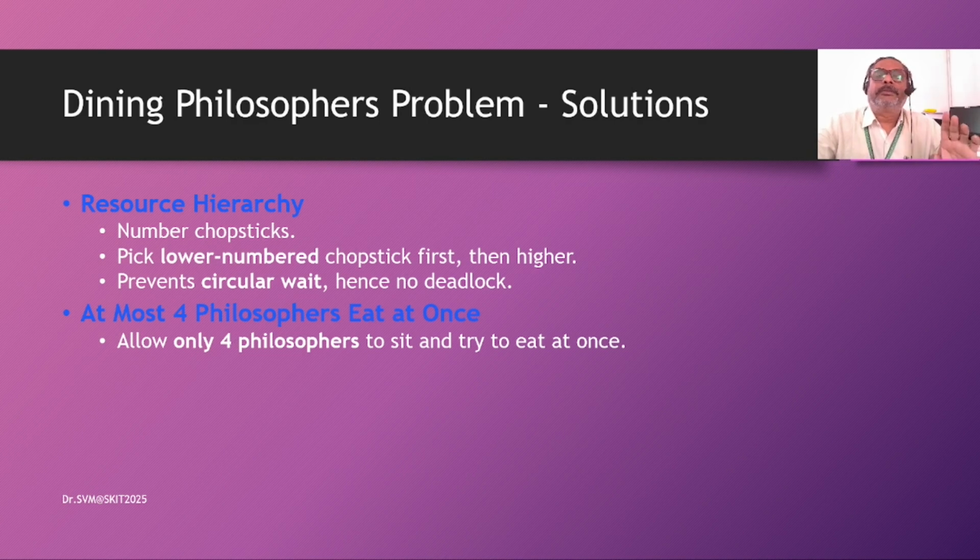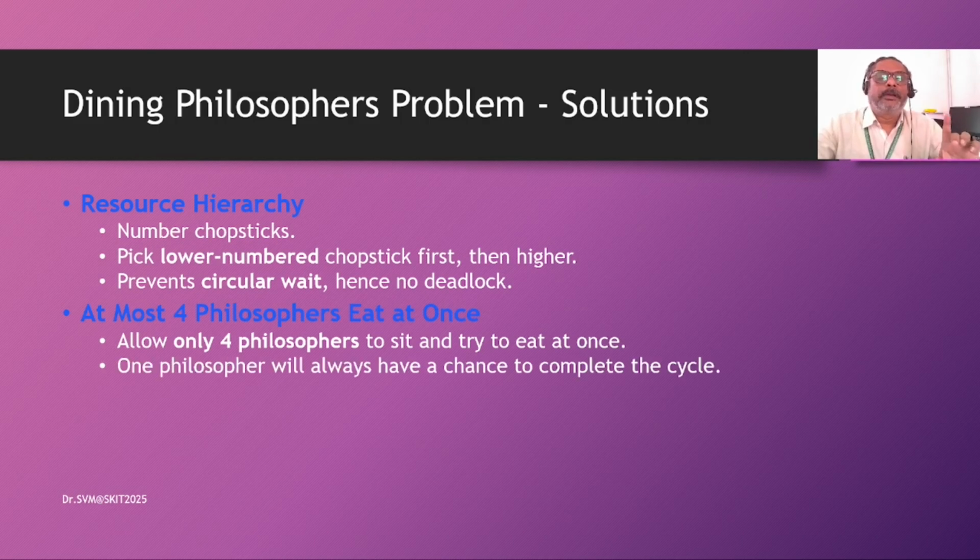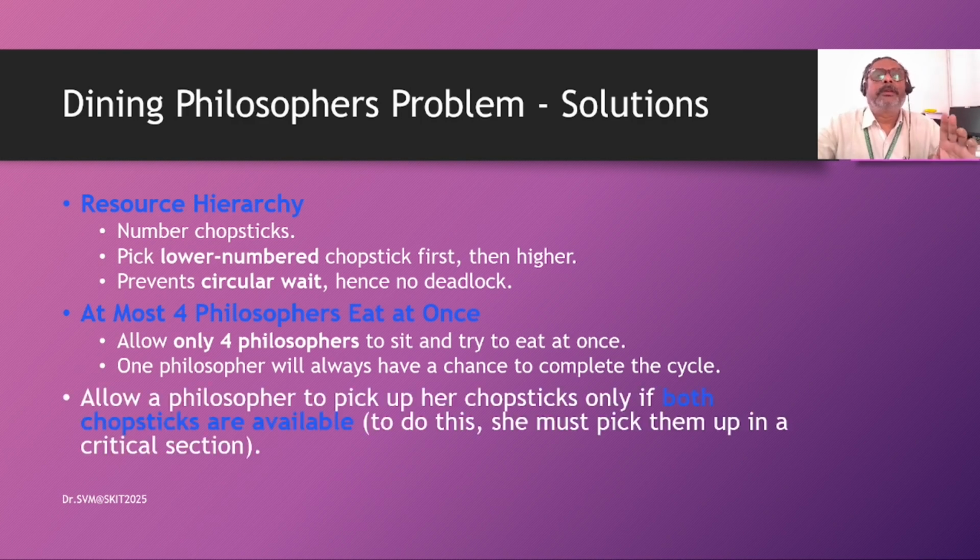The number of philosophers is one less, and so there is always a chance to complete the cycle, and hence there won't be any deadlock. Or allow a philosopher to pick up the chopstick only if both are available. That's another way. So take one, try for the other one. If both are available, then continue in the critical section. If both are not available, place whatever you have taken back.